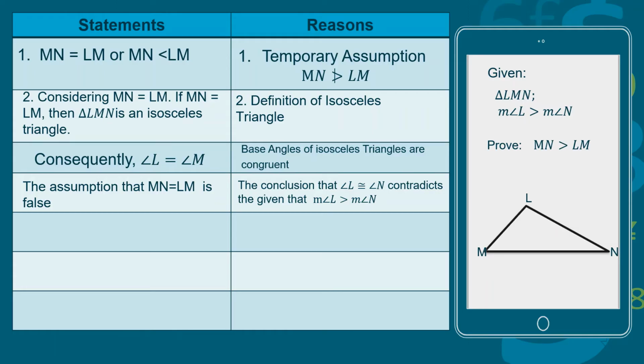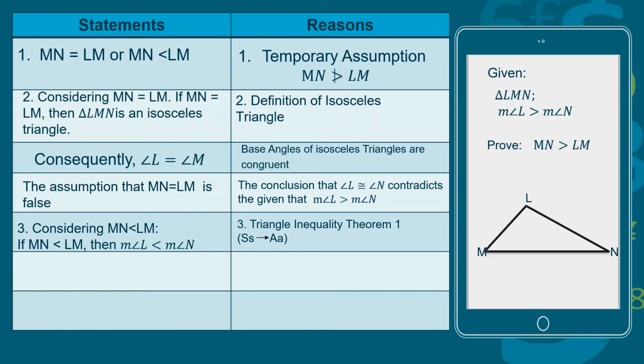Now, for statement number 3, we are going to consider that MN is less than LM. That is from statement number 1. Considering that MN is less than LM, we can say that the measure of angle L is less than the measure of angle N. What is the reason there? That is by Triangle Inequality Theorem number 1, wherein if one side of a triangle is longer than a second side, then the angle opposite the first side is larger than the angle opposite the second side.